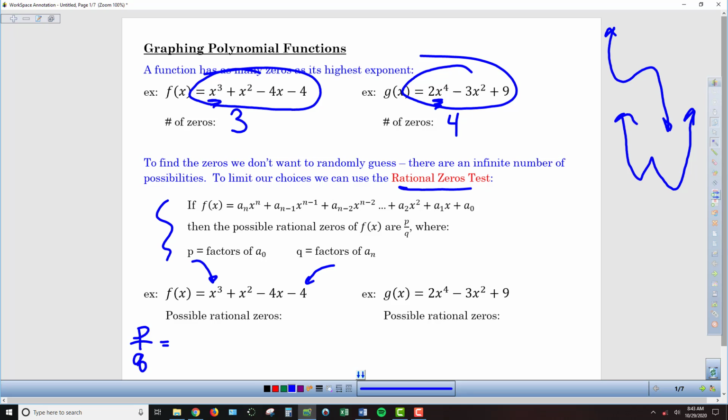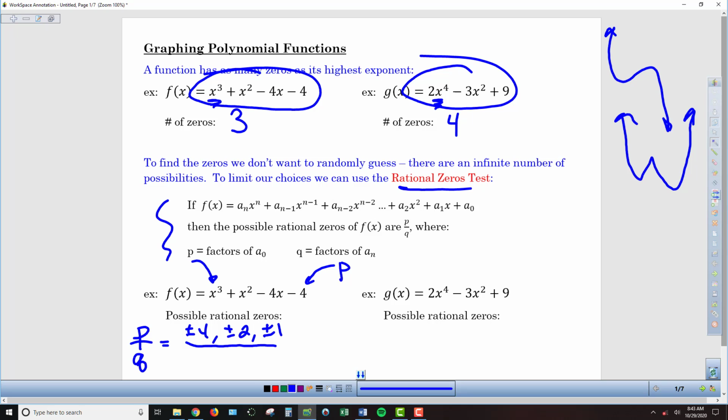And so for our p values here, so for the top, I need all the numbers that divide evenly into 4. And I need both positives and negatives. So I've got plus or minus 4, plus or minus 2, and then plus or minus 1. So those are all of the numbers that divide evenly into 4.